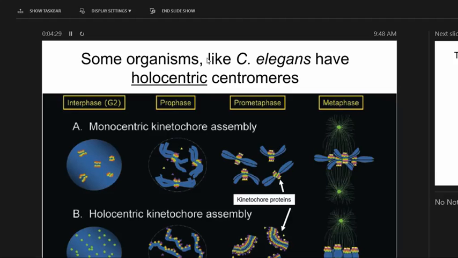If you look down here at the bottom, C. elegans and a number of other organisms have what are called holocentric kinetochores. Remember, metacentric, submetacentric, acrocentric, telocentric describe where the centromere sequence is located. Here you can see that the centromere-like sequence is located all along the chromosome. There are just little patches of it here and there, so you can get attachment of the spindle microtubules anywhere along that. So just to let you know that that actually exists.